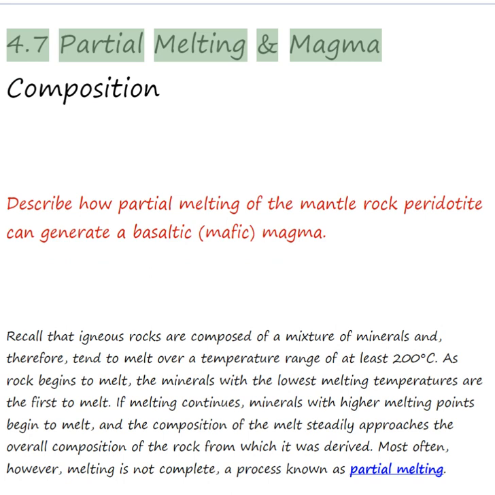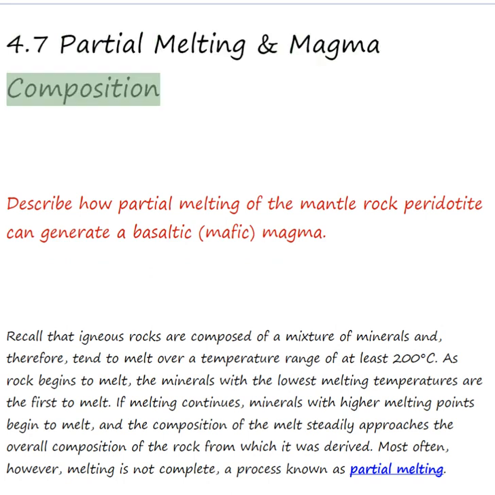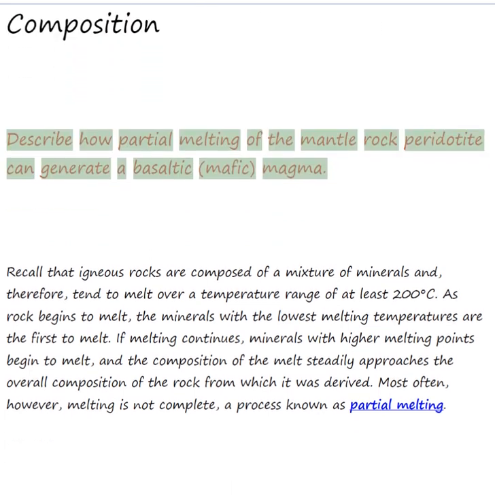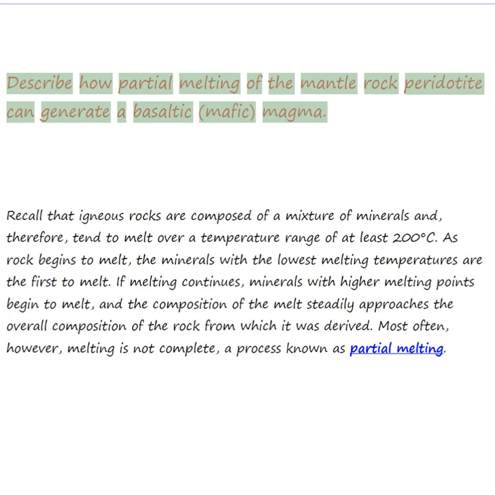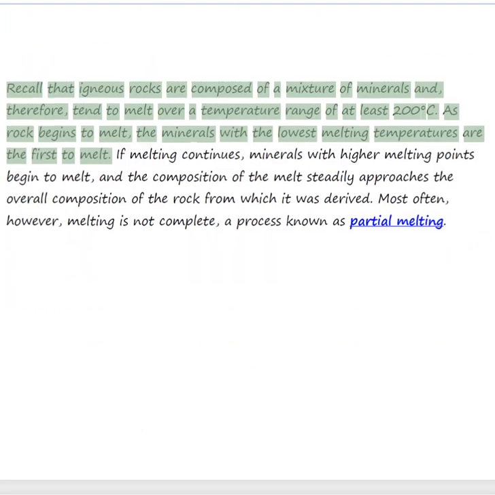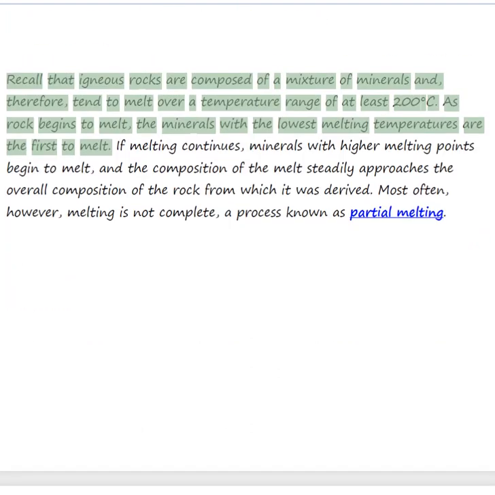4.7 Partial melting and magma composition. Describe how partial melting of the mantle rock peridotite can generate a basaltic magma. Recall that igneous rocks are composed of a mixture of minerals and, therefore, tend to melt over a temperature range of at least 200 degrees Celsius.